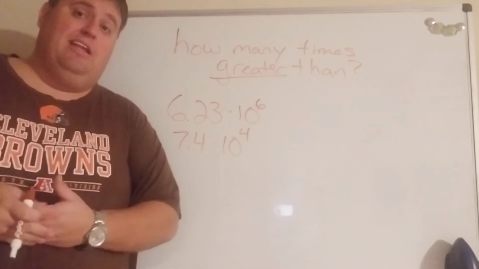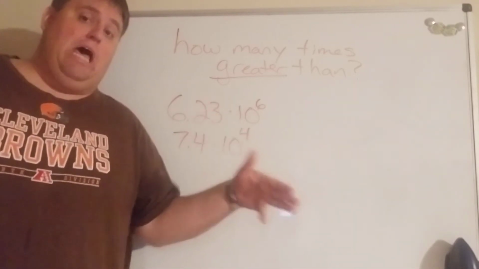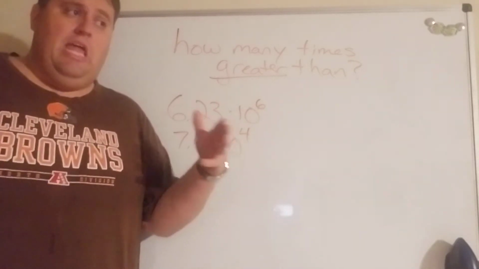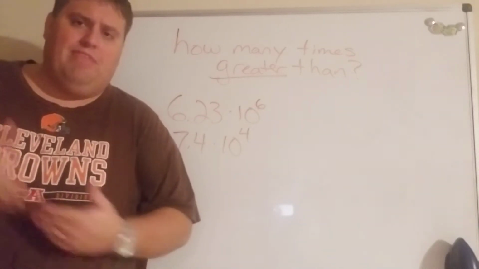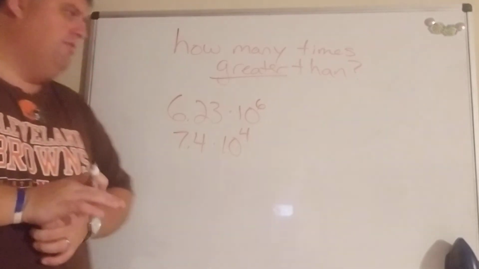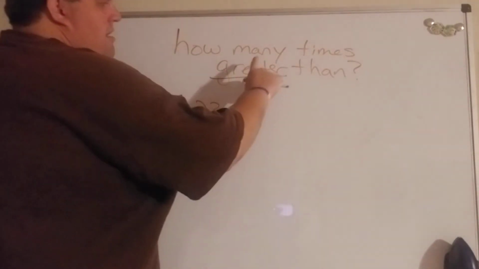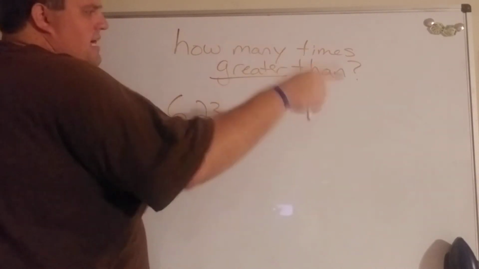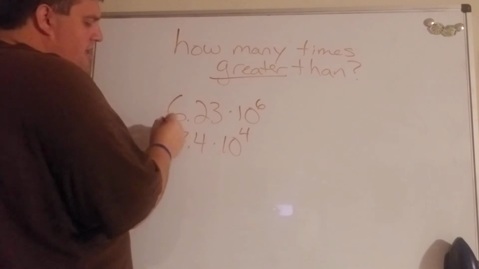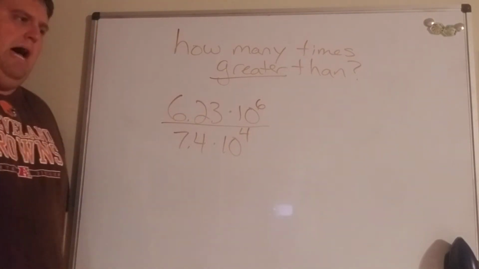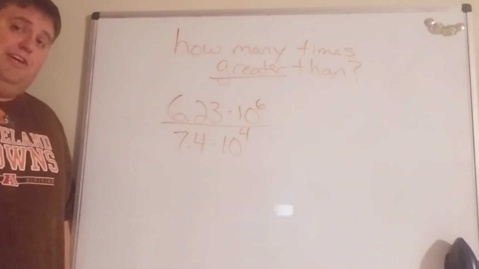So notice how they said enrollment in Ohio State is how many times greater than? So Ohio State comes first. Akron came second. That is the order. It's setting up your division problem for you. Okay? So if it says the enrollment of Ohio State is how many times greater than the enrollment of Akron, whatever comes first is the top. Whatever comes second is the bottom. That's how you're going to set up this division.